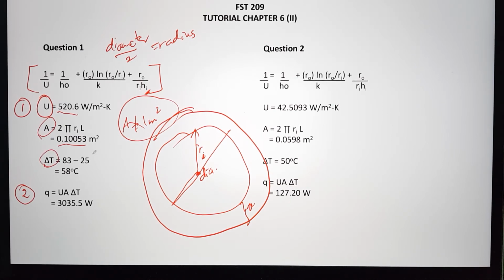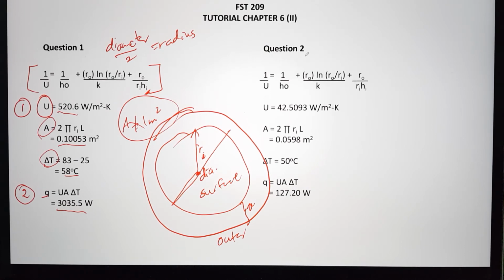It has been given to you the temperature of the inner surface of the tubing as well as the outer surface of the tubing. This one is the outer surface. This one is the inner surface. So the temperature difference is 58 degrees Celsius. And last but not least, you need to calculate the rate of heat transfer equals UAΔT. Then the value of Q is 3035.5 watt. Alright, so now let's move on to question number 2.